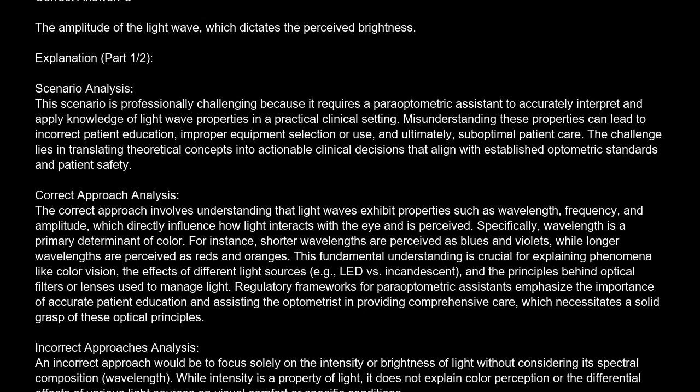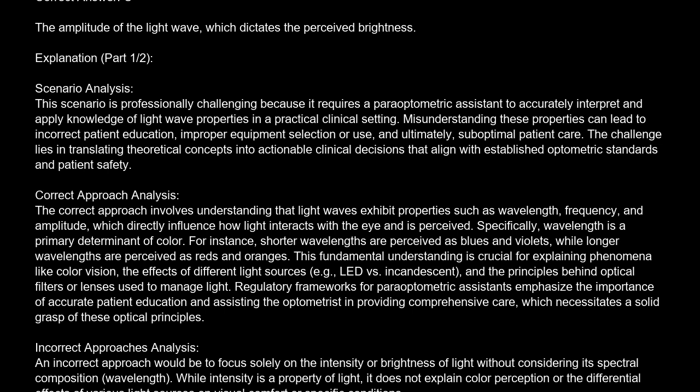Correct answer is C. The amplitude of the light wave, which dictates the perceived brightness. Explanation. Scenario analysis. This scenario is professionally challenging because it requires a paraoptometric assistant to accurately interpret and apply knowledge of light wave properties in a practical clinical setting. Misunderstanding these properties can lead to incorrect patient education, improper equipment selection or use, and ultimately, suboptimal patient care. The challenge lies in translating theoretical concepts into actionable clinical decisions that align with established optometric standards and patient safety.